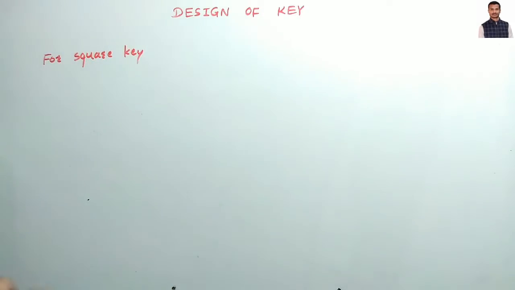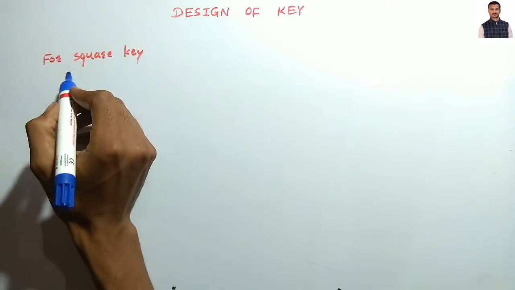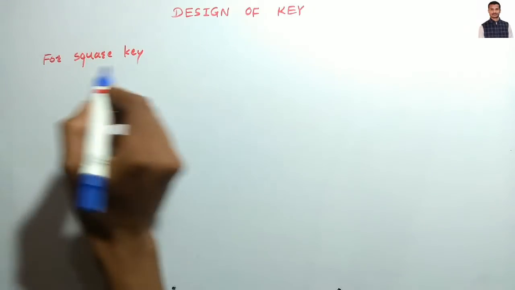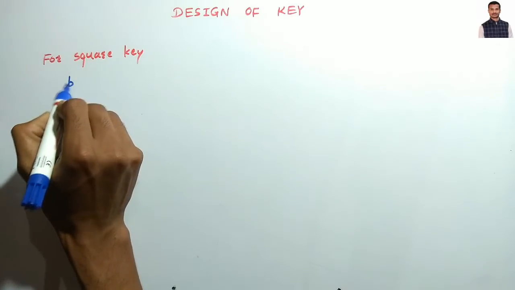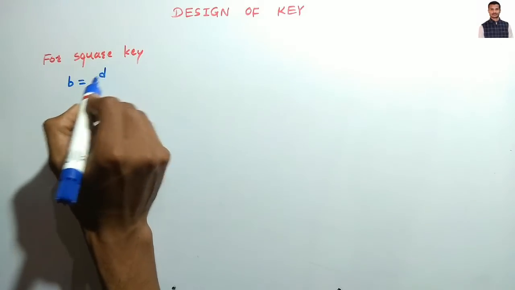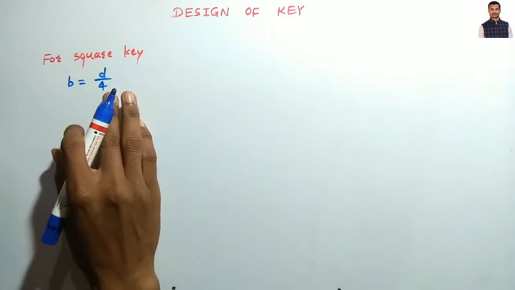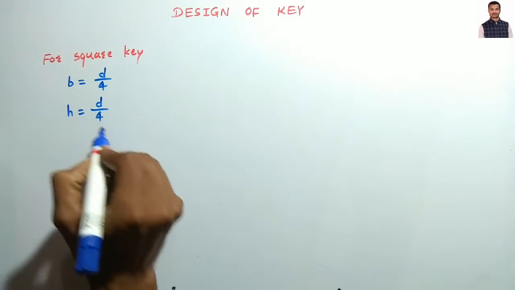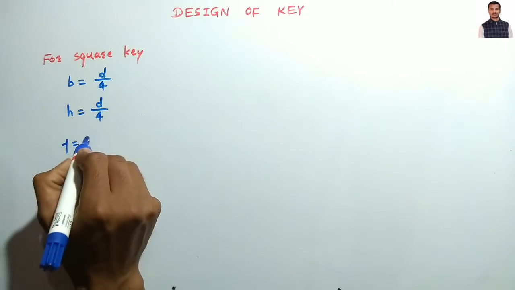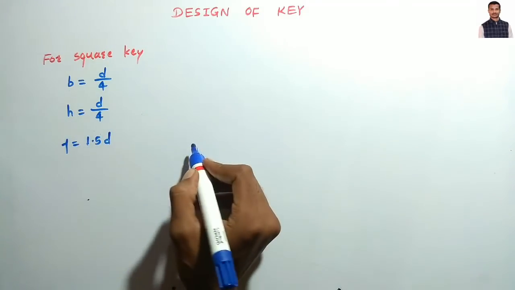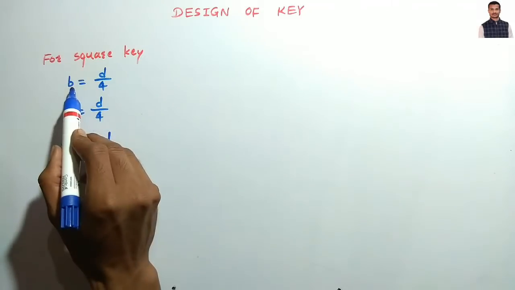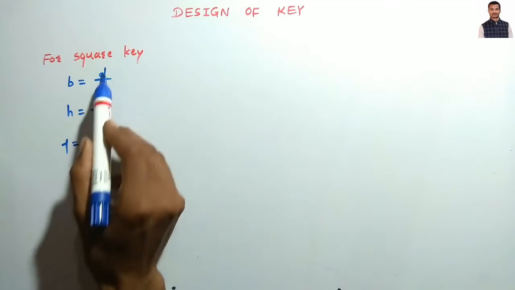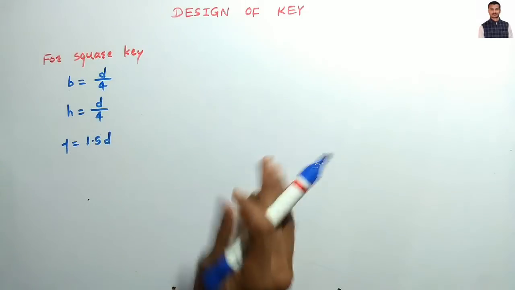So for square key, by industrial practices, b is taken as d by 4, and height of square key is taken as d by 4, and length of square key is taken as 1.5 times diameter of shaft. Here b is the width of key, h is the height of key, l is the length of key, and d is the diameter of shaft.